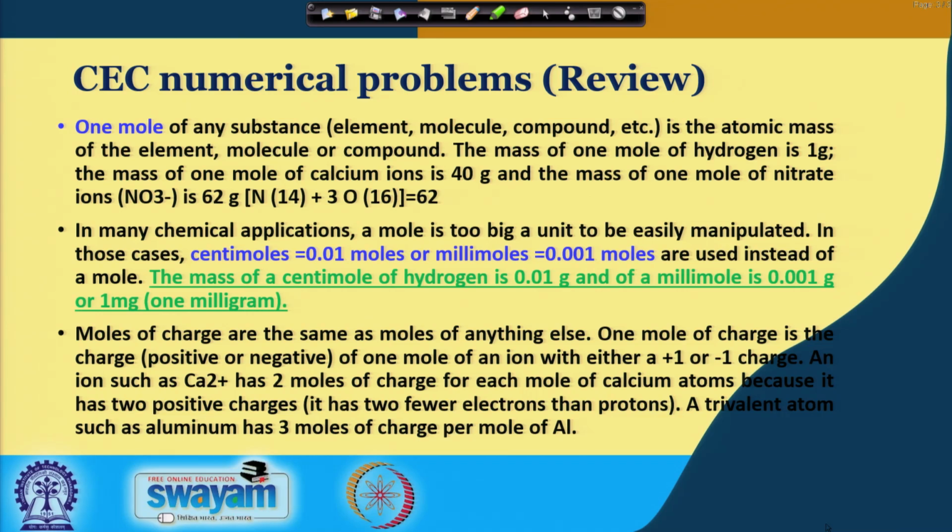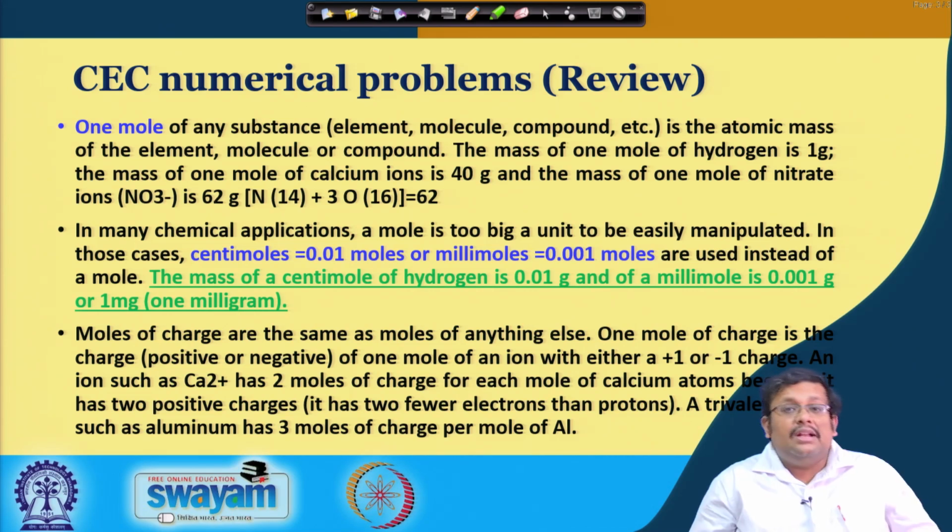In the last lecture, we started the CEC numerical problems, and we have discussed a couple of very short cation exchange capacity numerical problems. I just want to give a very quick review of whatever we have discussed. Remember that 1 mole of any substance, whether it is an element, molecule or compound, has a mass equal to its atomic or molecular mass. The mass of 1 mole of hydrogen is 1 gram, the mass of 1 mole of calcium ion is 40 grams, whereas 1 mole of nitrate is always 62 grams.